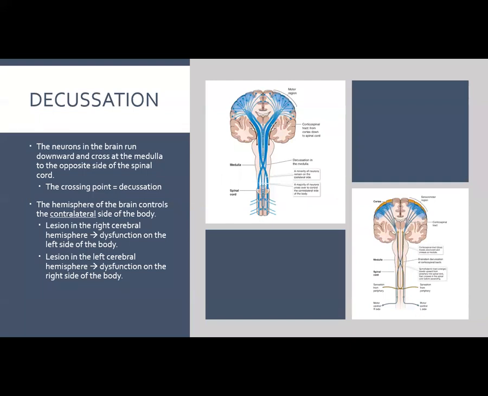Decussation is basically where the neurons in the brain run downward and cross at the medulla to the opposite side of the spinal cord. So this crossing point is the decussation. The hemisphere of the brain controls the contralateral side of the body. So for example, lesions on the right cerebral hemisphere cause dysfunctions on the left side of the body. Lesions on the left cerebral hemisphere cause dysfunctions on the right side of the body. So it's basically the opposite side of the brain affects the opposite side of the body.